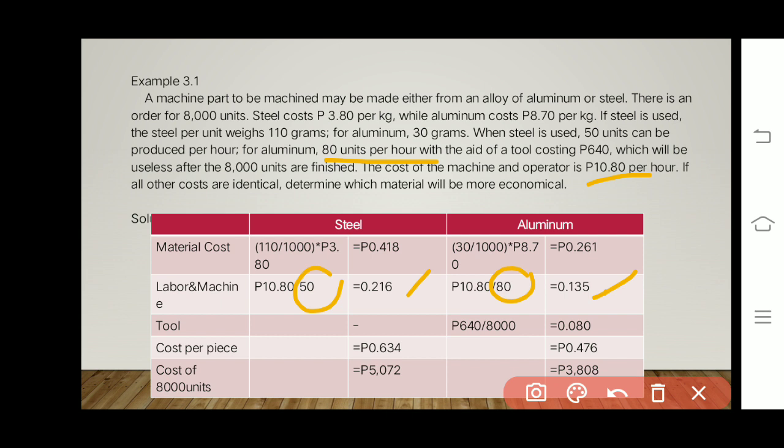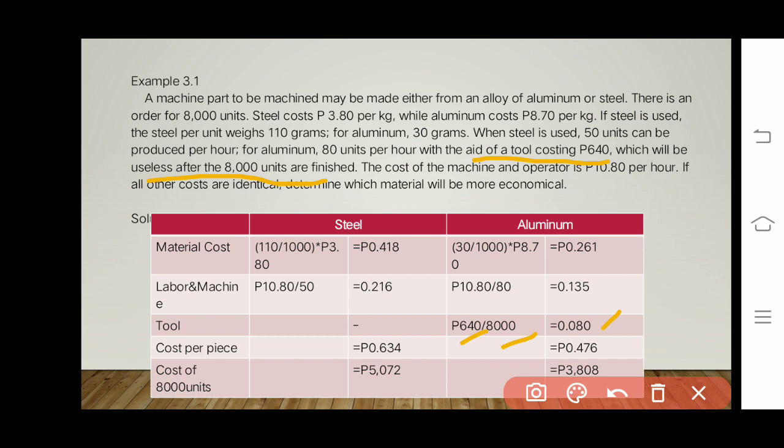So, kay steel, ang kaya niya is 50 units kada oras. Kaya, divide 50 siya kasi, 'di ba, per unit yung usapan natin. And then, 10.8 per hour, edi 80 units siya sa aluminum. Kaya, 0.135. So, pagdating doon sa tool, 'di ba, si aluminum lang yung may additional tool na 640 ang halaga, and then dinivide natin siya sa 8,000. Bakit? Kasi, 'di ba, it will be useless after the 8,000 units are finished. So, the per unit 0.08 yung halaga niya.